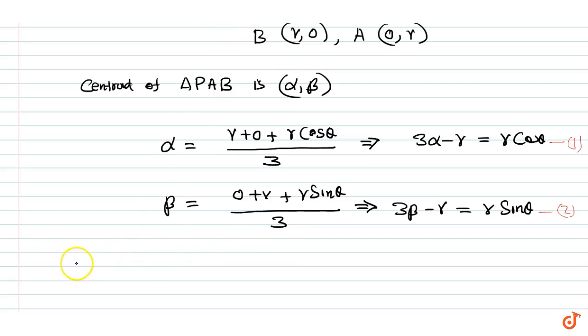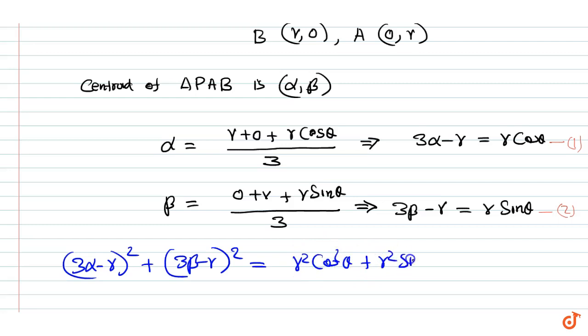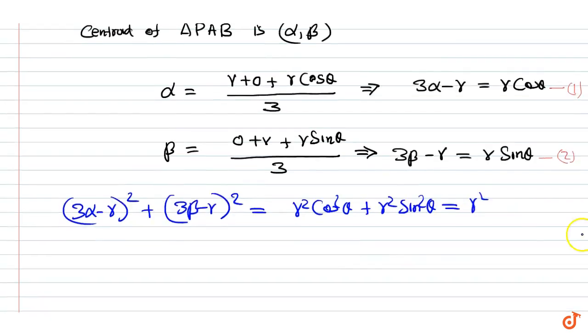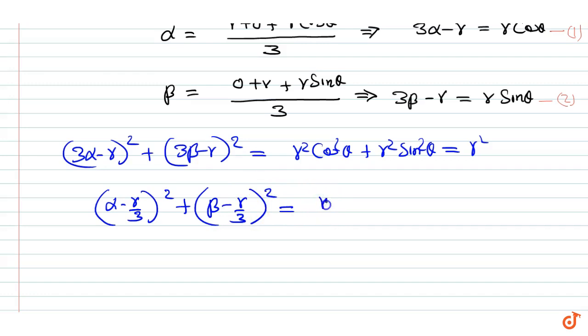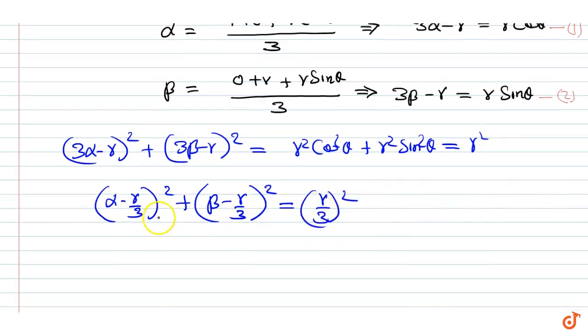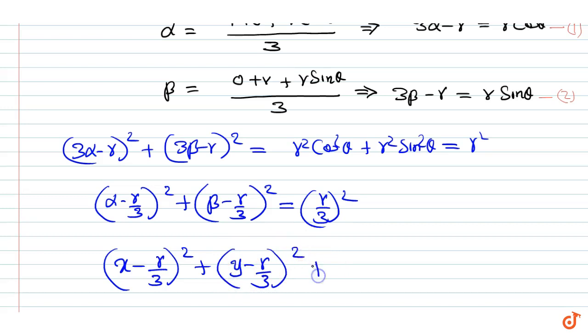Now squaring both the equations 1 and 2, we get 3 alpha minus r the whole square plus 3 beta minus r the whole square equal to r square cos square theta plus r square sin square theta equal to r square. Or we can write, dividing throughout by 9, we get alpha minus r by 3 the whole square plus beta minus r by 3 the whole square equal to r by 3 the whole square. Or the locus is given by x minus r by 3 the whole square plus y minus r by 3 the whole square equal to r by 3 the whole square.